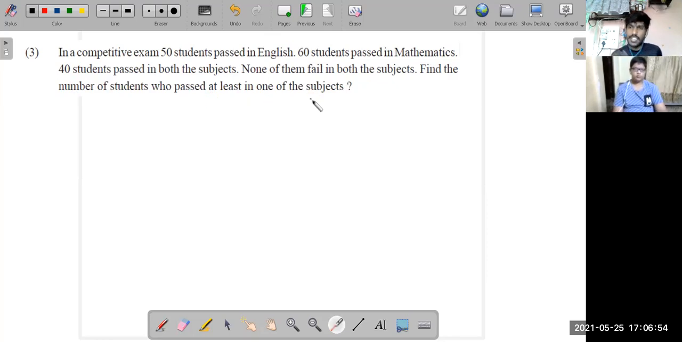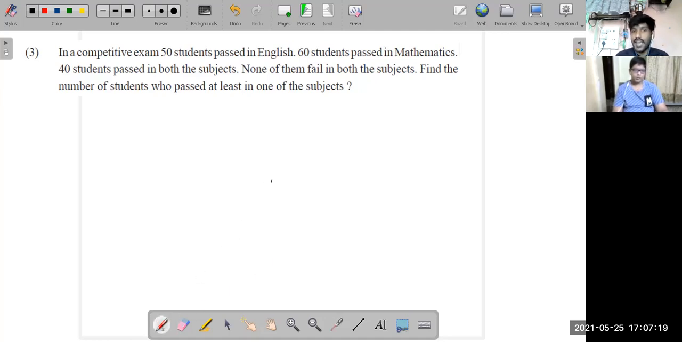What do you mean by at least one of the subject? They either passed in English or maths. English or maths or both? Or both. Or that also will come. Whenever I say at least, it is either English or maths or both.